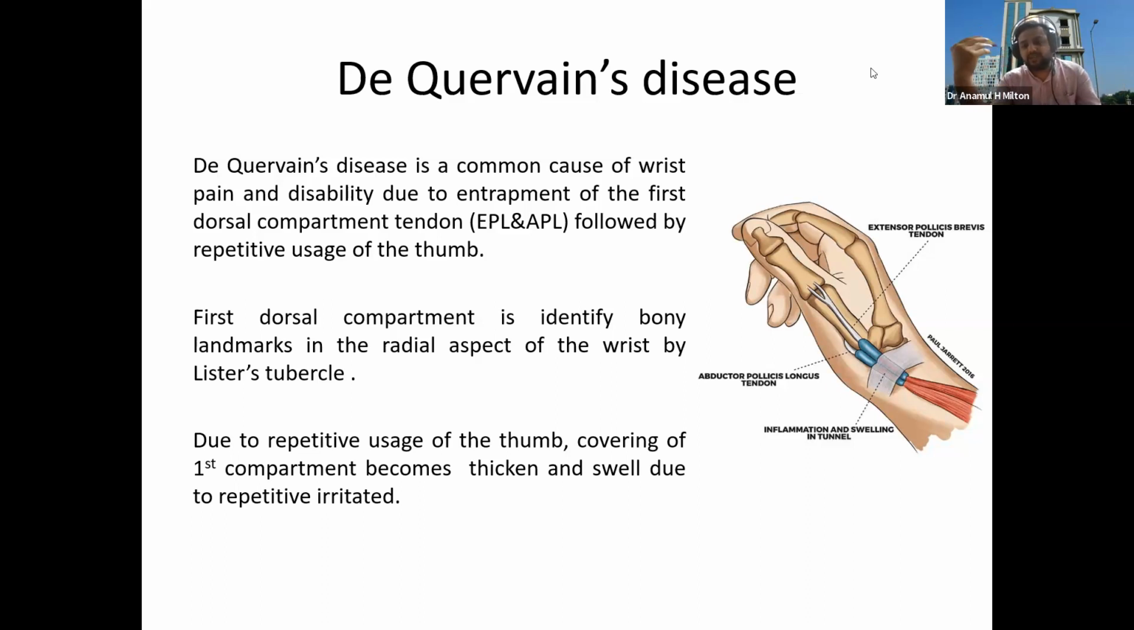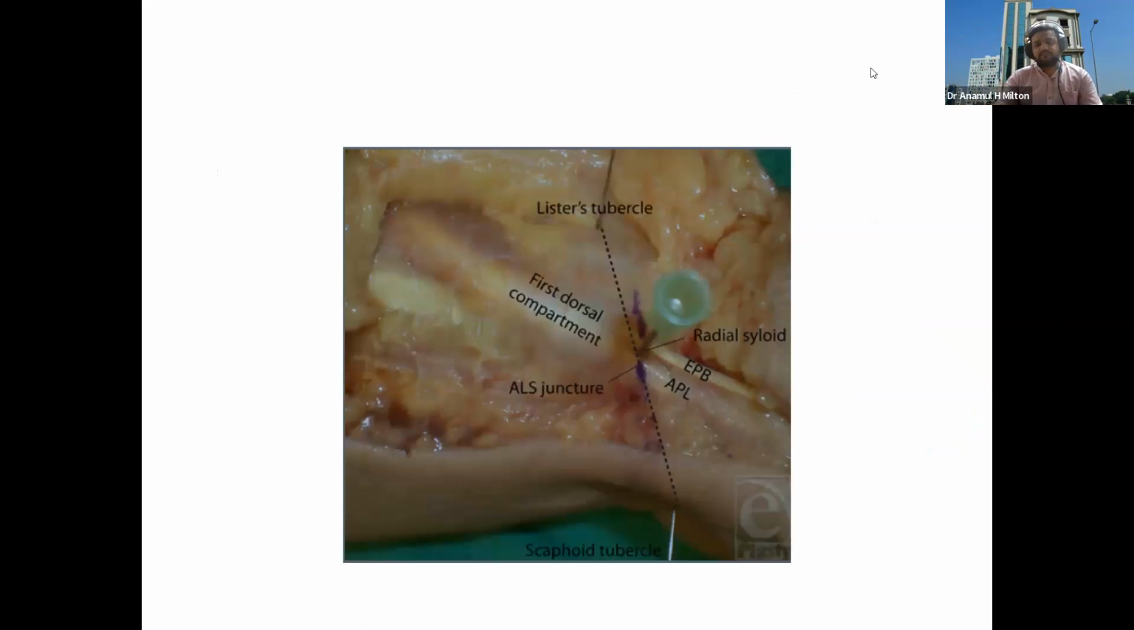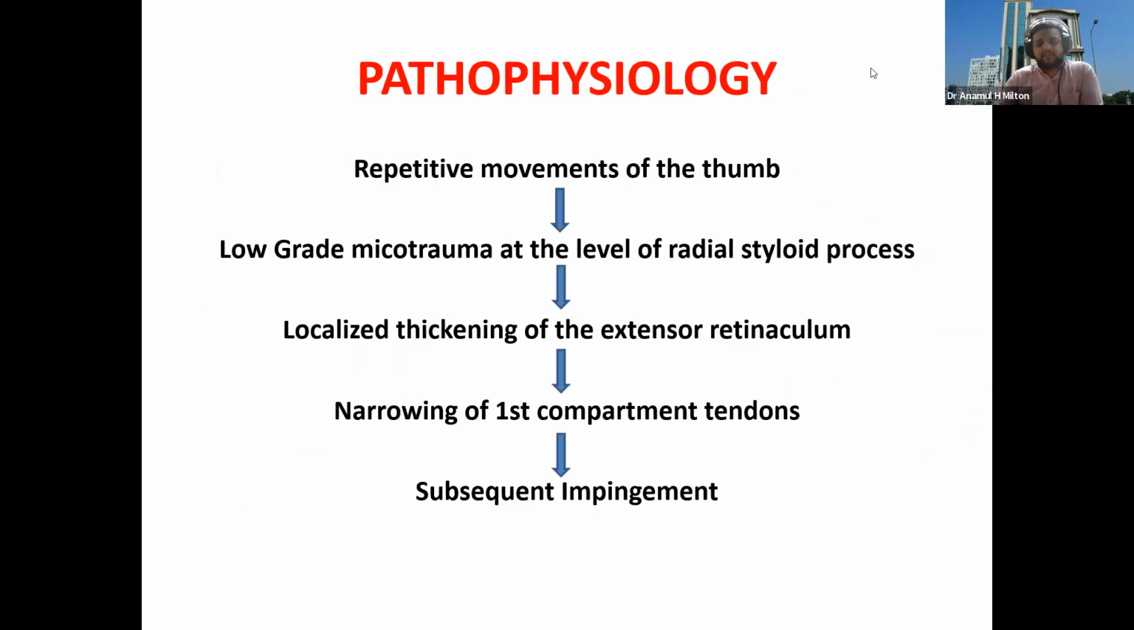So that time actually causes the pain. So here are the cadaveric photos. Now, the pathology, as I already told, is the repeated movement of the thumb, causing low grade micro trauma at the level of the radial styloid process, because already we know that we can feel very easily, because it is very superficial, the Lister's tubercle.